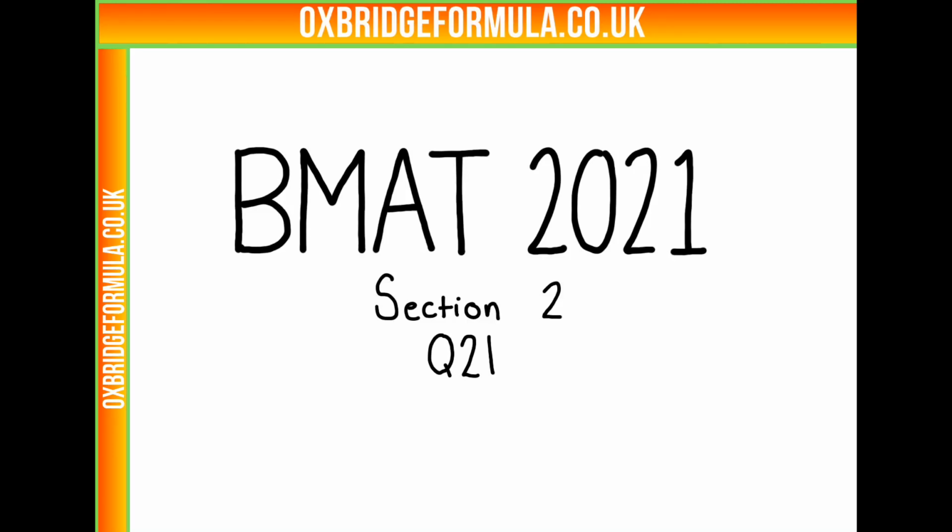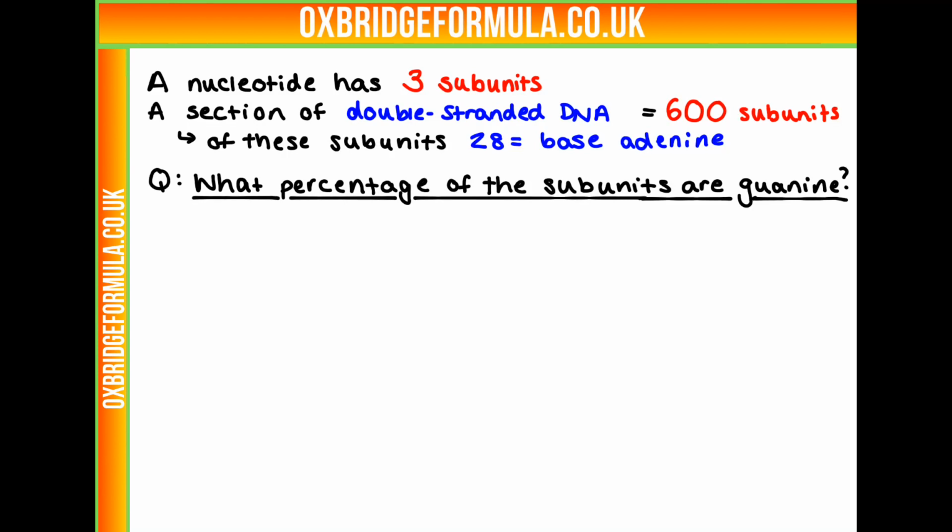This is BMAT 2021, Section 2, Question 21. We are told that a nucleotide has 3 different subunits, and a section of double-stranded DNA contains 600 of these subunits, of which there are 28 which correspond to the base adenine. And we have to work out what percentage of the total subunits are guanine.